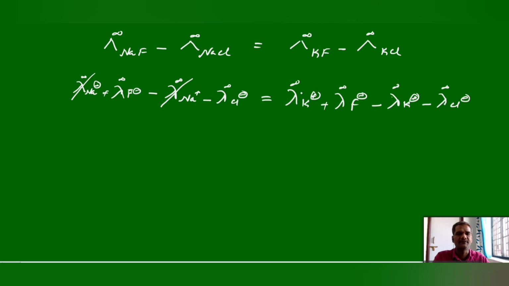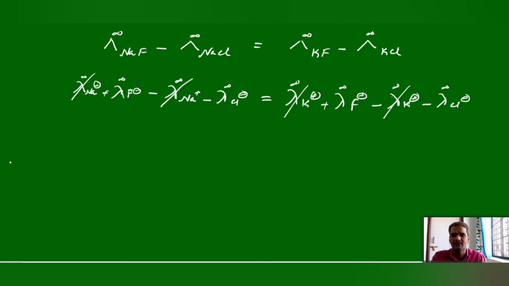Similarly, at infinite dilution K plus and this K plus both have the same value. Again we don't know which compound the K plus ion is coming from. We cannot distinguish, it looks identical. At infinite dilution, all K plus ions are identical. So overall you will get lambda F minus minus lambda Cl minus is equal to lambda F minus minus lambda Cl minus. That is why both are equal. So we can write like this for the same cations.